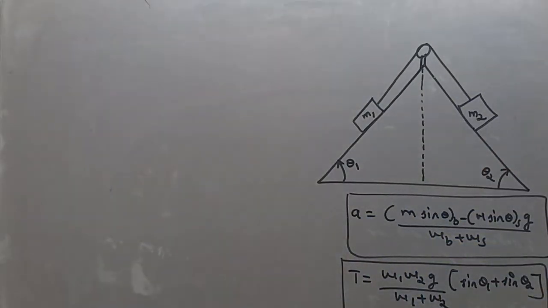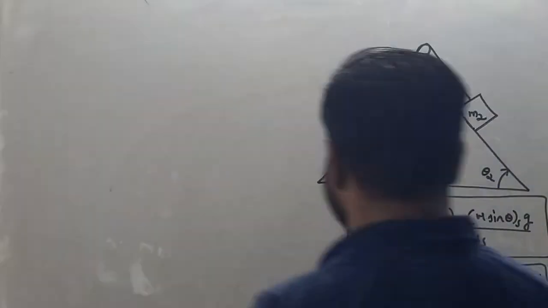The formula of acceleration is (m sine theta bigger minus m sine theta smaller) into g upon mass of bigger plus mass of smaller, and the formula of tension is m1 m2 g upon m1 plus m2 into (sine theta 1 plus sine theta 2). Now see, my dear student, I'll show you a magic.